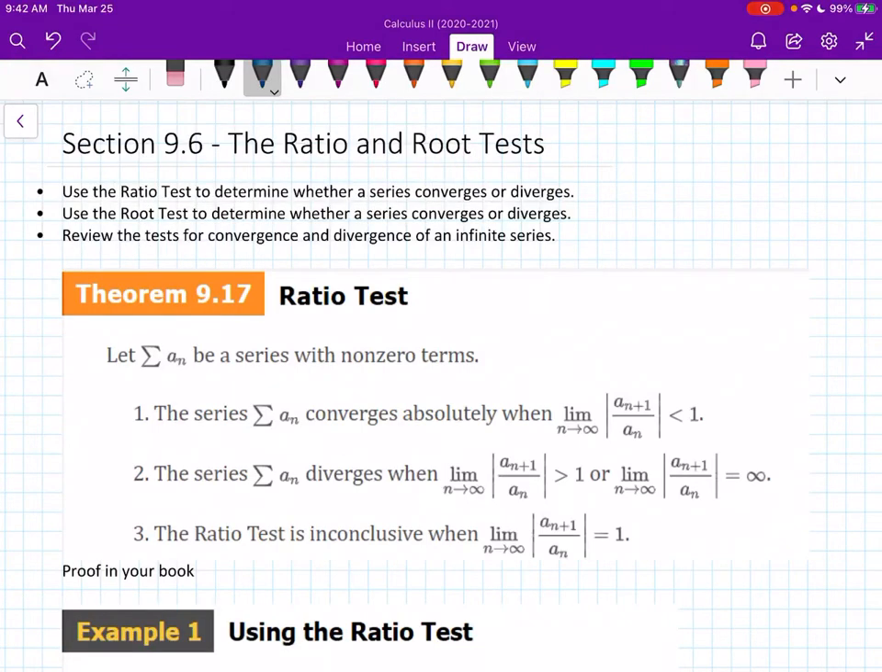Hello, today's video we're talking about section 9.6, which is on the ratio and root tests. And so these are our last two tests for testing series for convergence or divergence.